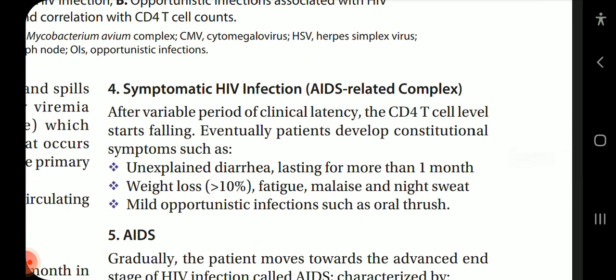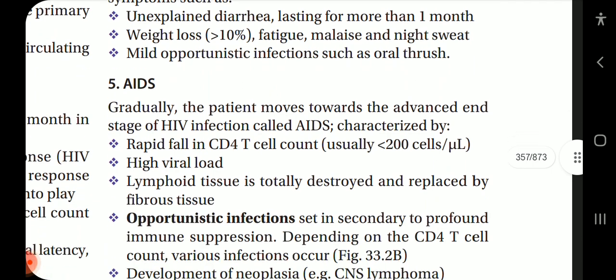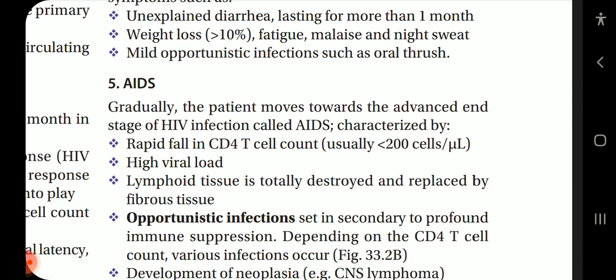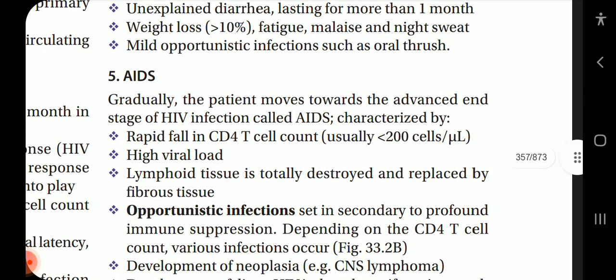Fourth, symptomatic HIV infection, age-related complex. After a variable period of clinical latency, the CD4 T cell level starts falling. Eventually, patients develop constitutional symptoms such as unexplained diarrhea lasting for more than 1 month, weight loss more than 10%, fatigue, malaise, and night sweats, and mild opportunistic infections such as oral thrush.